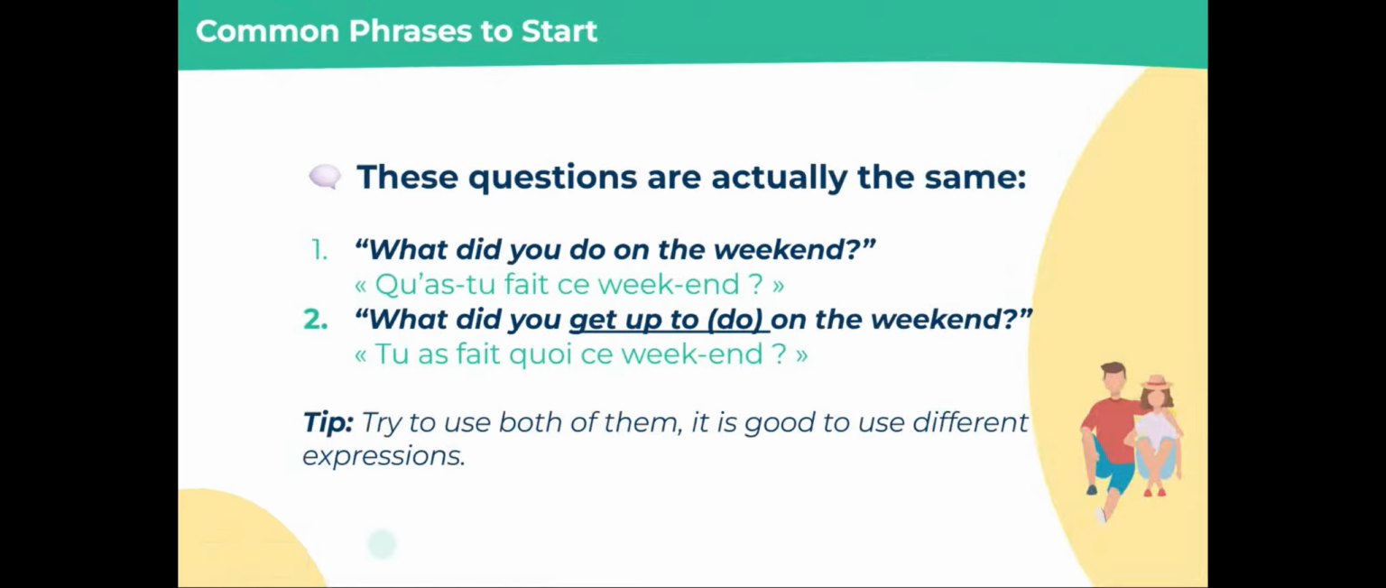So let's look at some more common phrases to start. These questions are actually the same. Number one, what did you do on the weekend? Number two, what did you get up to on the weekend? So get up to is a synonym of do in this informal question. Tip, try to use both of them. It is good to use different expressions. This can help the naturalness of our language.